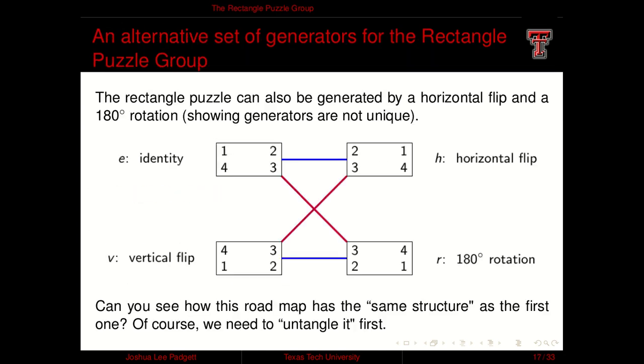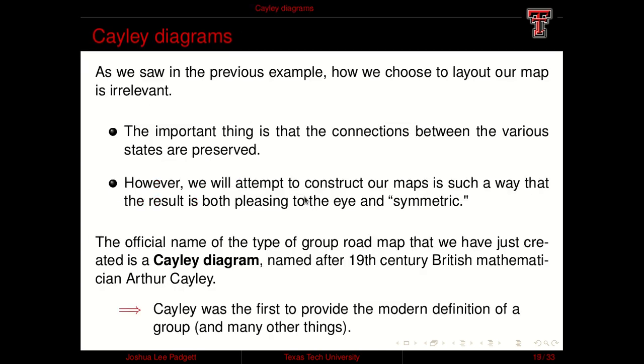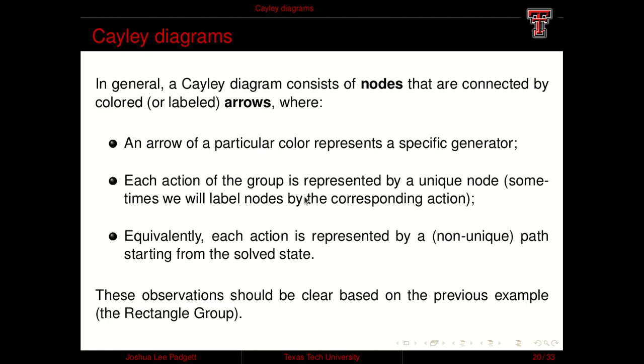So if we go back, we can see that our group has 4 distinct actions: nothing, horizontal flip, vertical flip, and rotation. However, I can generate each of these 4 using only 2 colors, meaning only 2 generating actions. So that's what you should understand. These nodes represent particular actions, and the colored arrows represent the generators that we are using to generate the entire group.